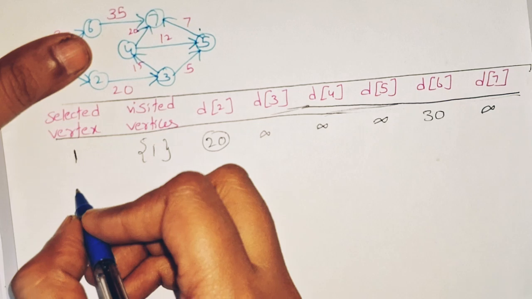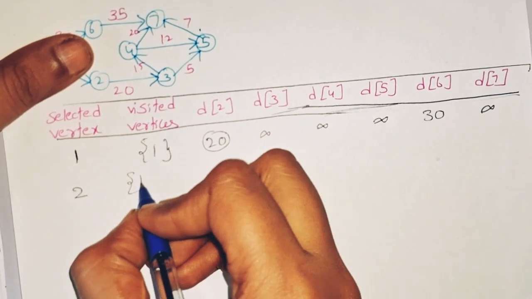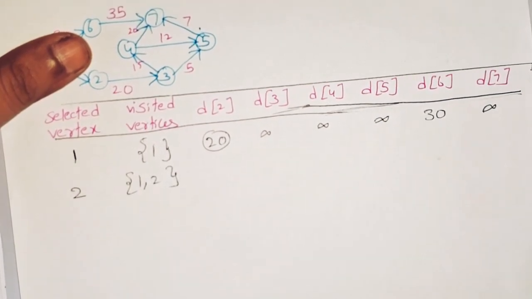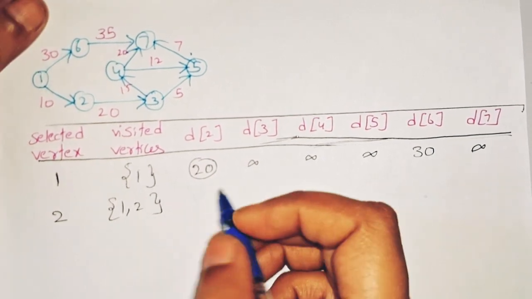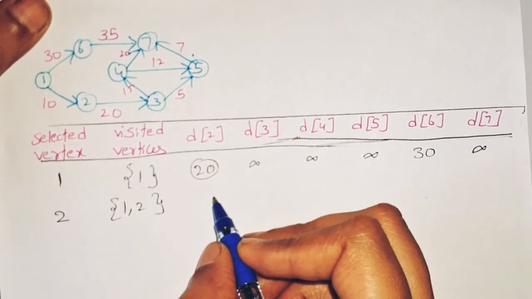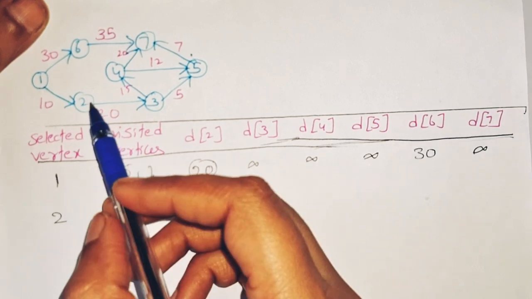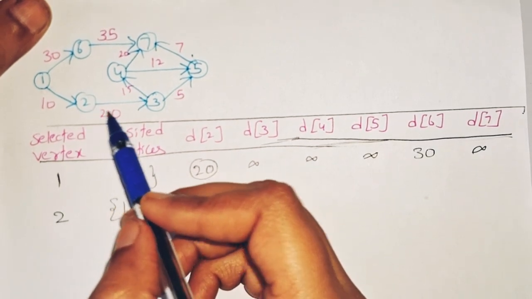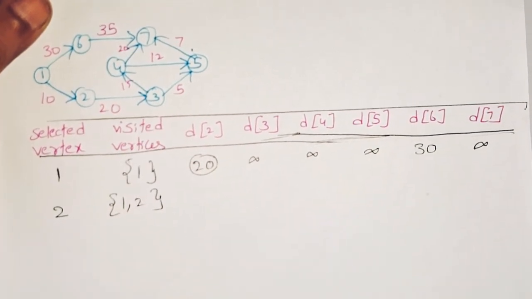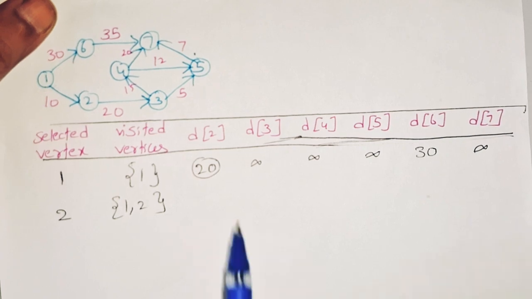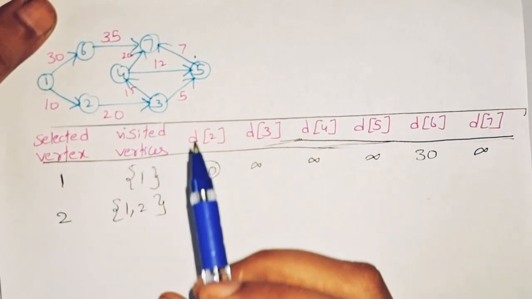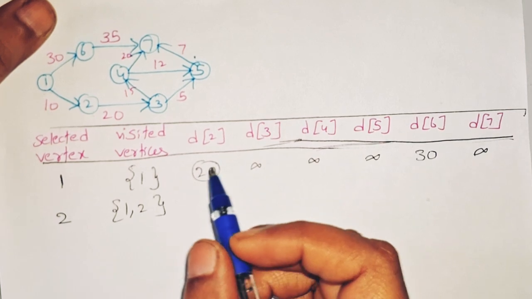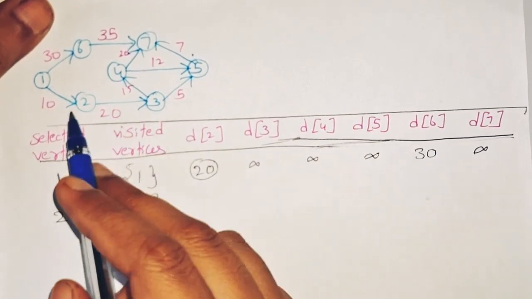So the selected vertex is 2 and the visited vertices are 1, 2. Now, what are the neighboring nodes of 2? Node 2 has only one neighboring node, 3. It is directly connected to 3, and the cost of 2 to 3 is 20.